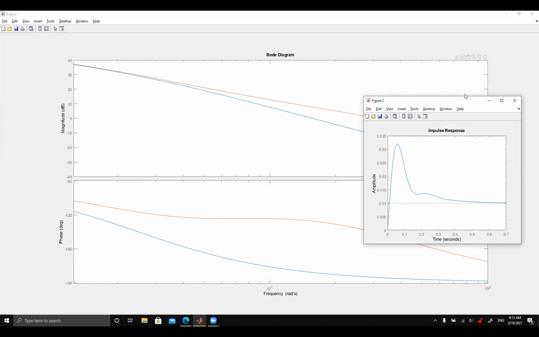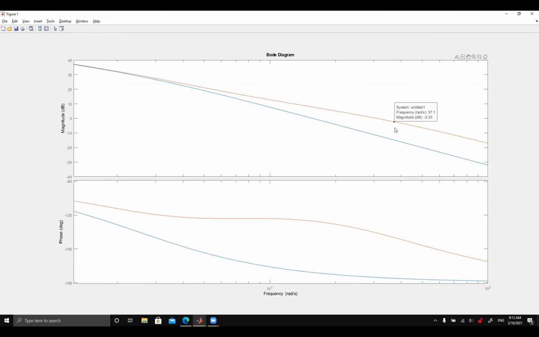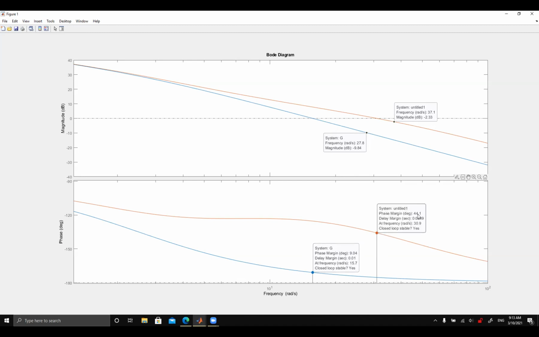All right. So here are the two systems. The system in blue is G, right? This is the uncompensated system, and the system in red is the compensated system. So if we look at the stability margins, we see that the original system had a phase margin of 9 degrees, whereas the compensated system has a phase margin of 44.1 degrees, which is larger than 40. So we satisfied the desired requirements. We noticed that omega c was shifted higher, and that's what we expect from a lead compensator, if you recall from the lecture.